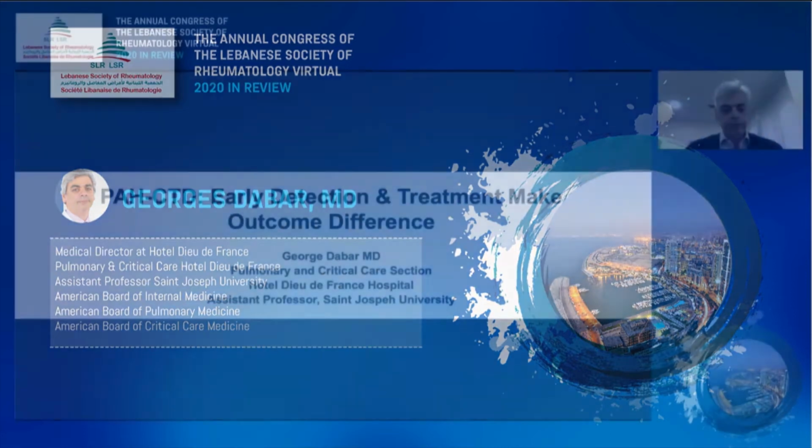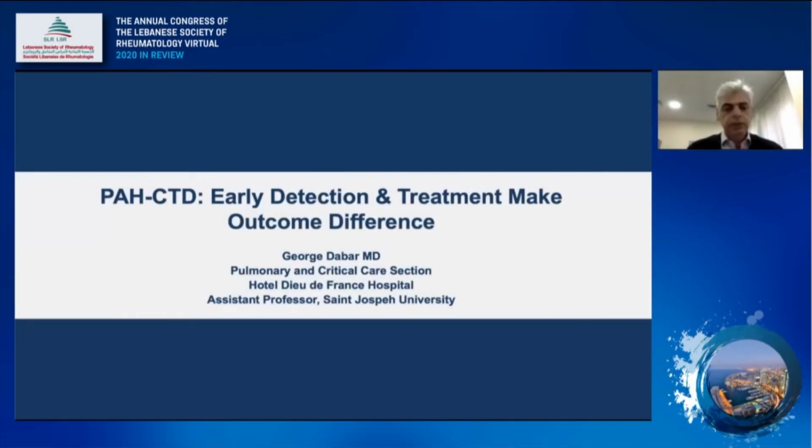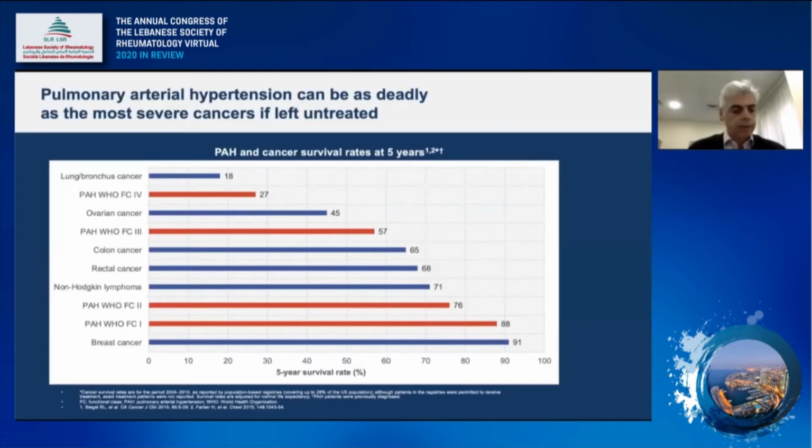Good morning, everyone. It's my pleasure today to discuss pulmonary arterial hypertension and connective tissue disease. What we'll be insisting on today is the early detection and the effect of early detection and early treatment on the outcome. Pulmonary arterial hypertension can be as deadly as the most severe cancers if you leave it untreated.